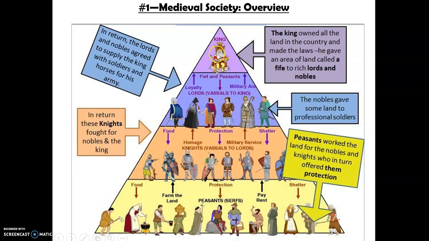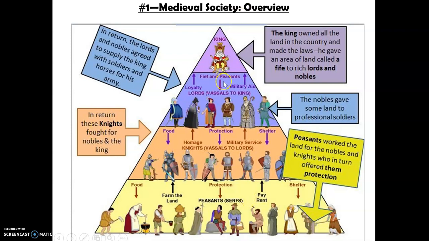All right, so the king gives respect to the lords, and they have loyalty to give military aid to the king. They offer protection and food and shelter to the knights and soldiers, and this also trickles down to the peasants. The knights give protection to the serfs and peasants who work the land of the nobles and king, and they provide food from the farms and plantations.